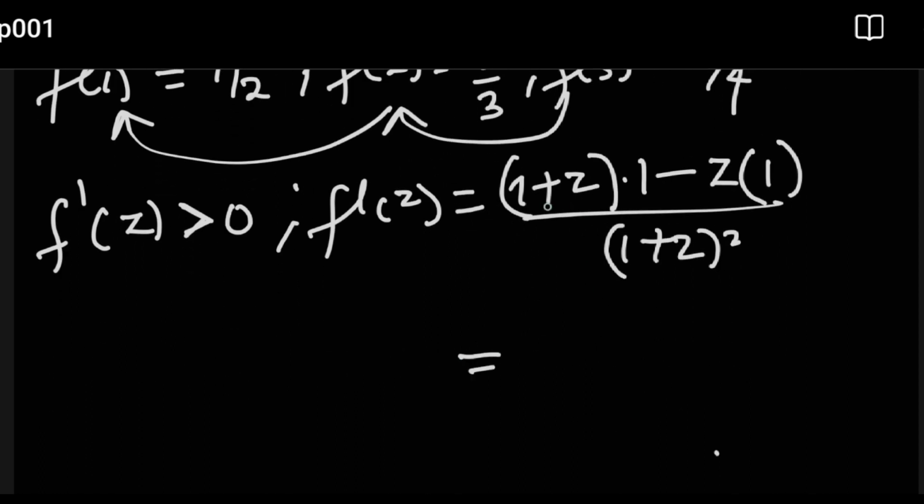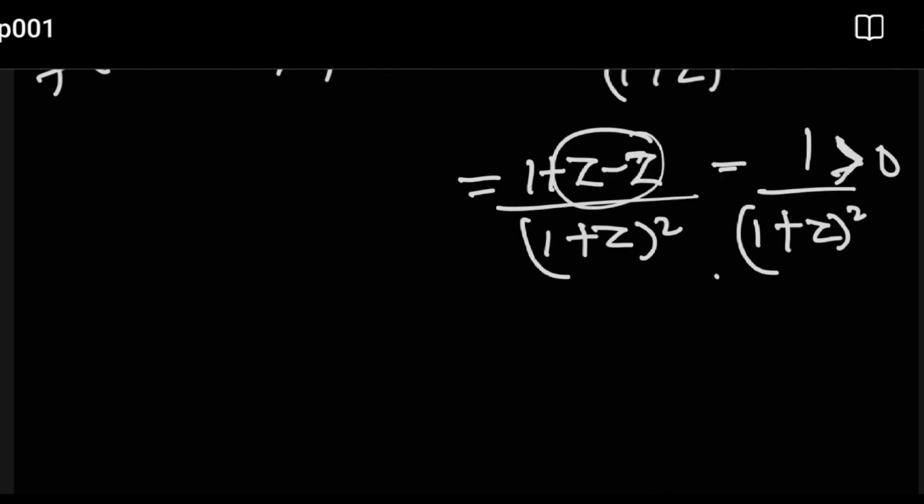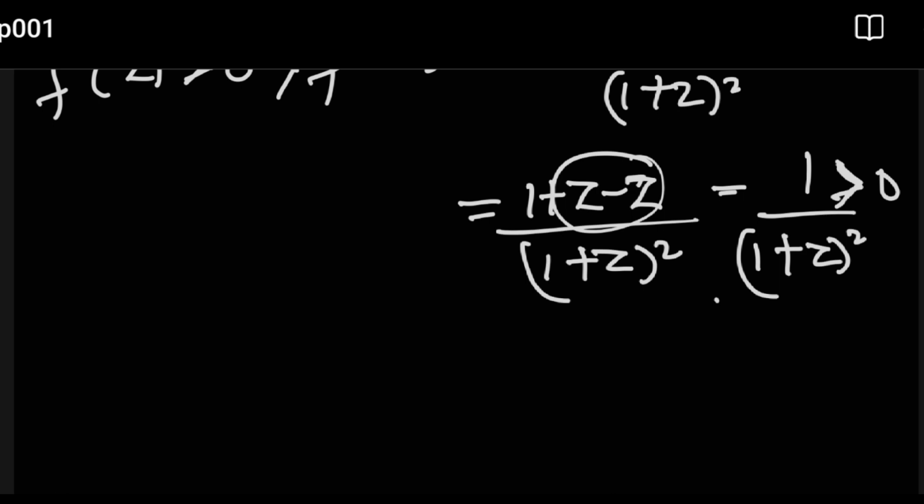And this will give you what? 1 plus z minus z over 1 plus z squared. This is 0, this is 1 over 1 plus z squared, and this is greater than 0, right? This cannot be equal to 0. Squared greater than 0, 1 over something greater than 0 is greater than 0. So the derivative is greater than 0, which is what? Which is strictly increasing.